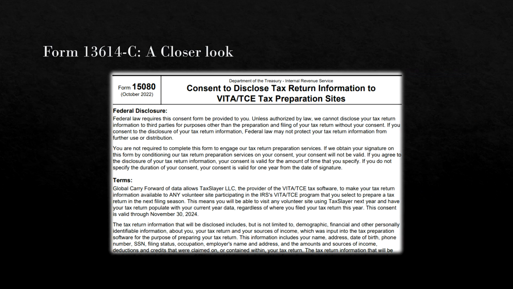The final page of our intake form is actually not Form 13614C, it's Form 15080, but it's all part of the same packet. So it's the consent to disclose tax return information to VITA and TCE tax preparation sites, and we're required to give this to our taxpayers. They are not required to sign it in order to have their taxes done. This is optional. We have to give it. They can sign it if they want.